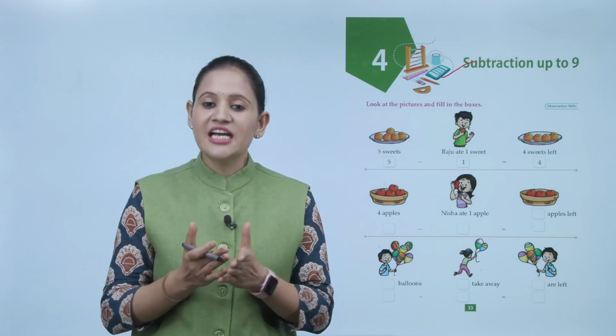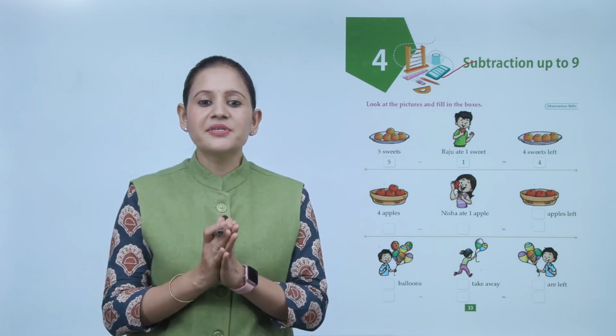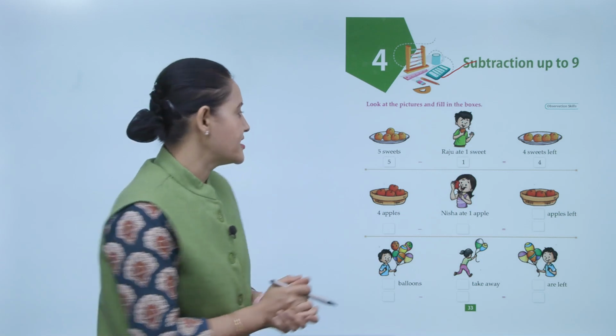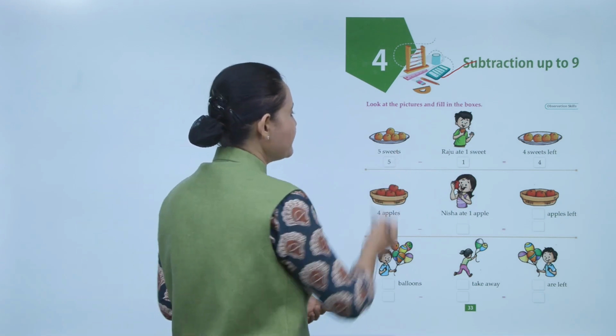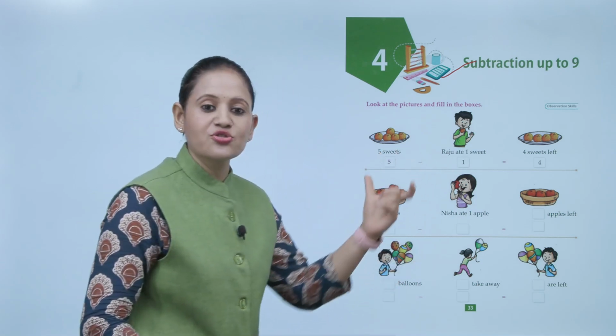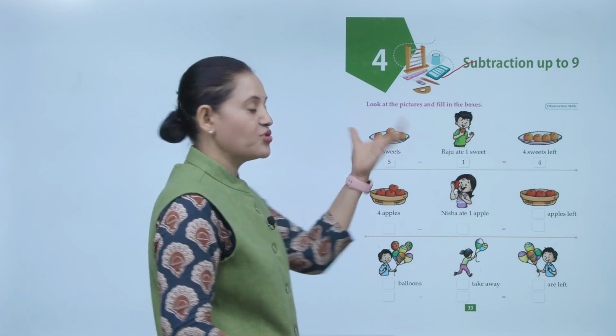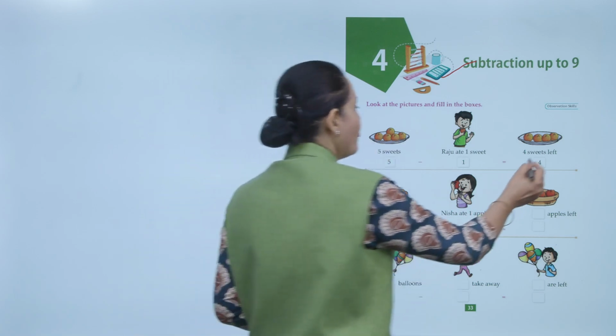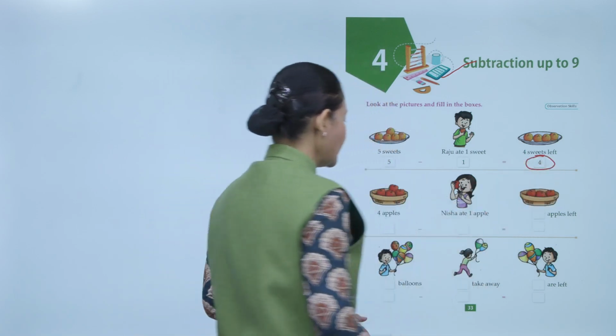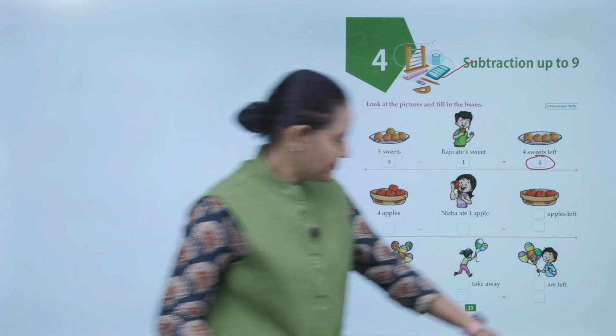Subtraction means taking away. Look at the picture and fill in the boxes. So here total 5 sweets and out of that Raju ate 1 sweet. 5 में से राजू ने एक खा ली तो कितनी रह गई? 4 sweets. 4 sweets left. Clear?